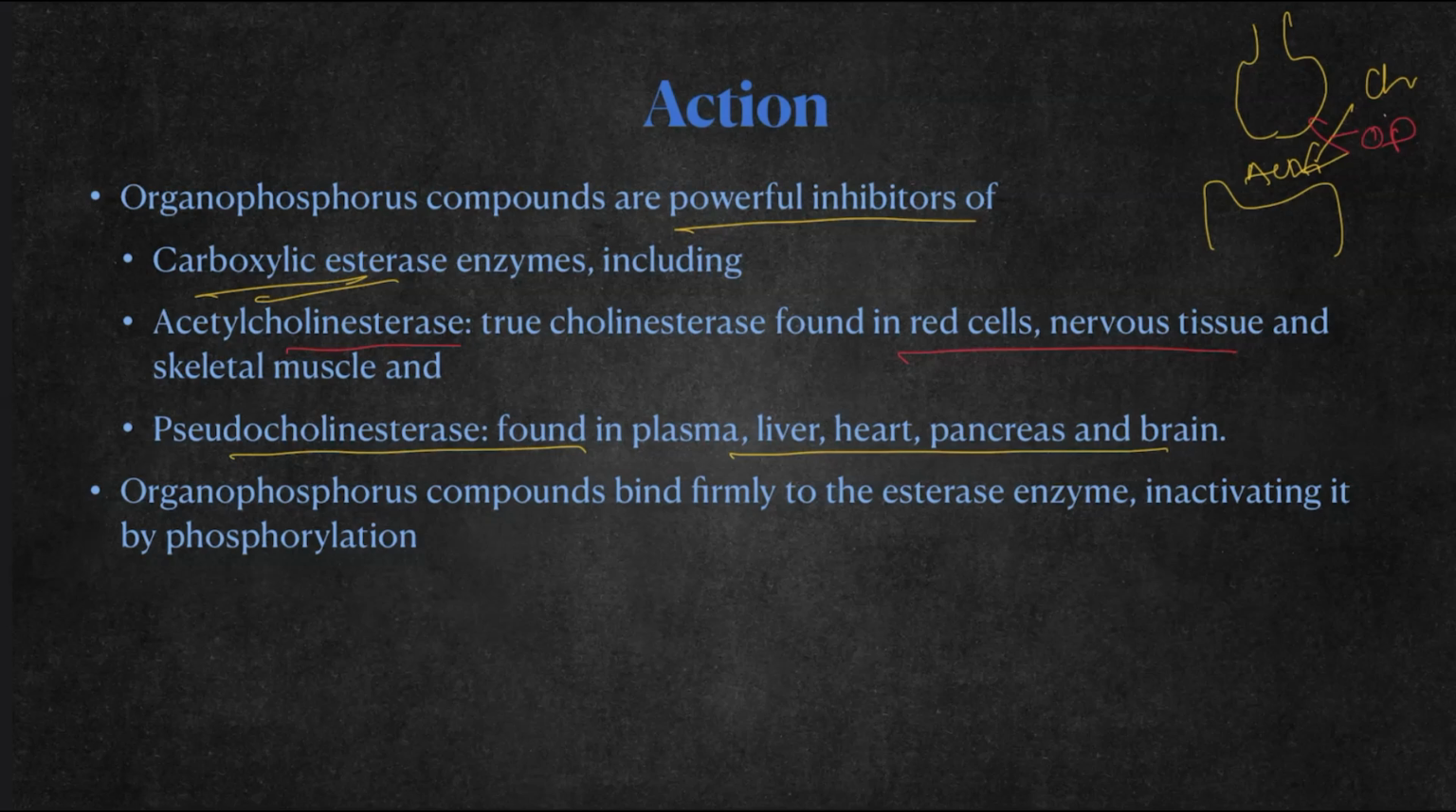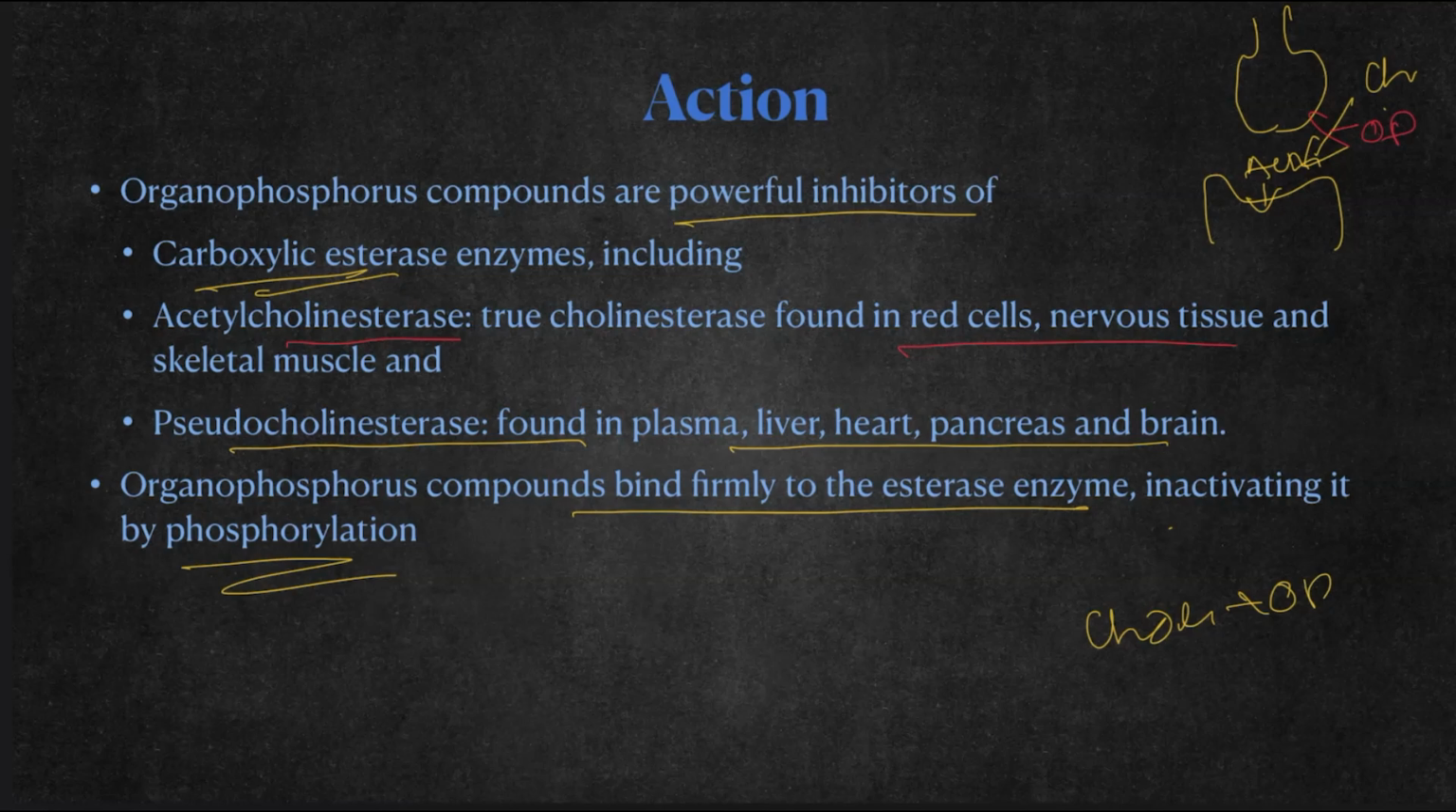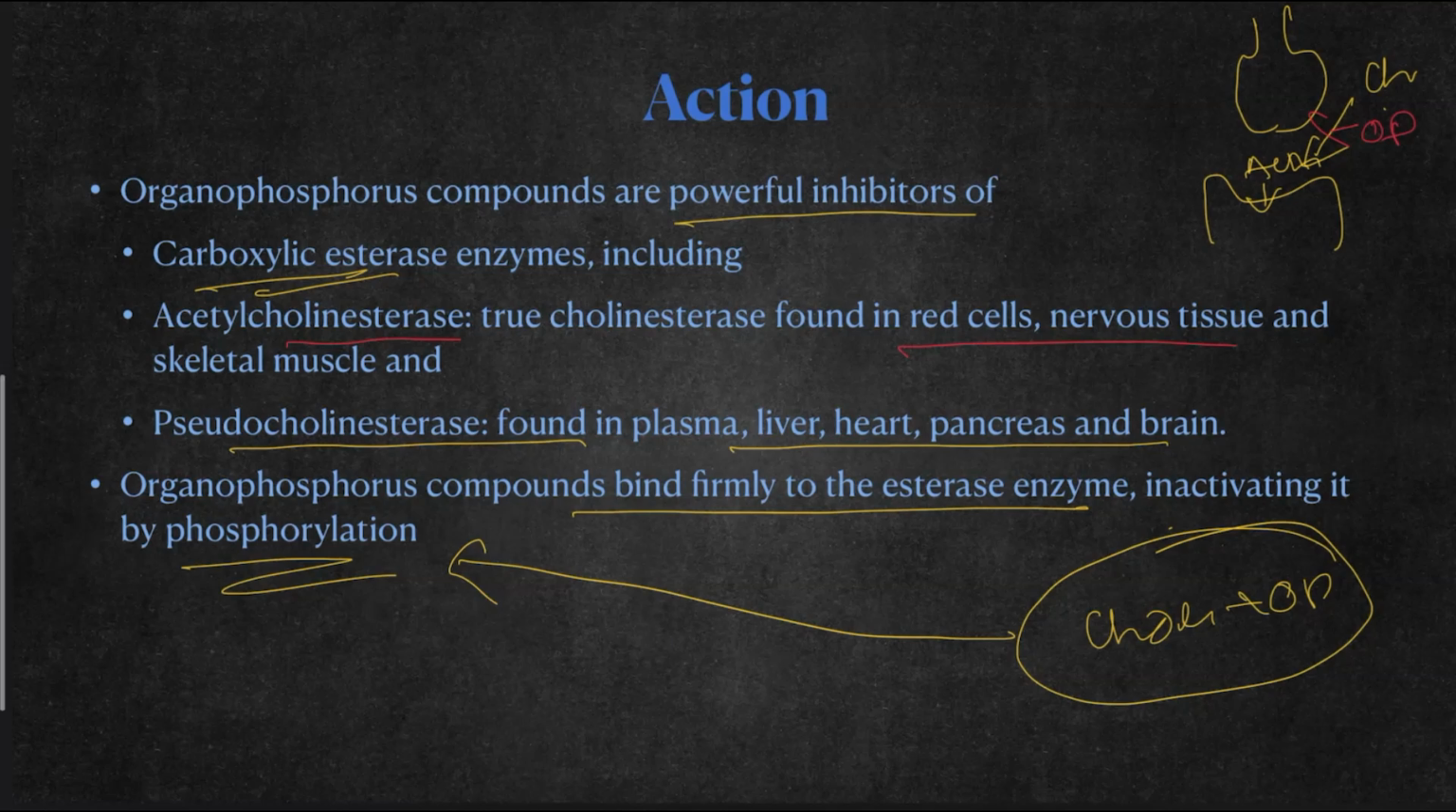So organophosphorus inhibits these esterase enzymes, so that acetylcholine continually stimulates the nerve, the muscle endings or any synapses. Organophosphorus compounds bind firmly to esterase enzymes, inactivating them by phosphorylation. So the cholinesterase enzyme plus OP becomes stabilized by phosphorylation, and it prevents the action of cholinesterase on ACH. It cannot hydrolyze ACH, so ACH continuously stimulates the nerve endings and the synaptic end, and the signal is continuously stimulated.